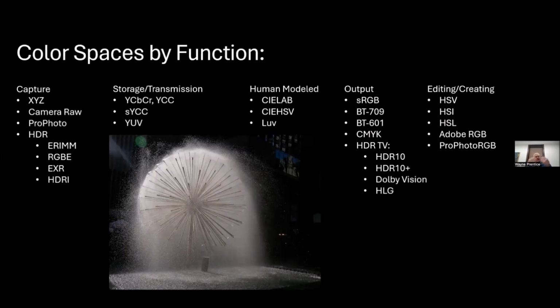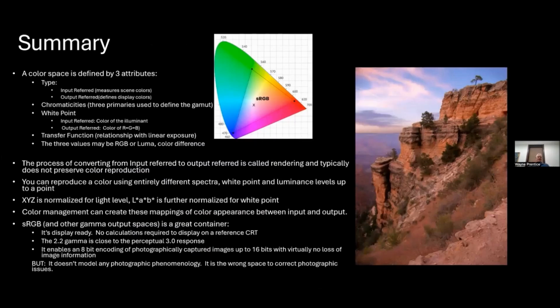So here's a set of color spaces by function. I'm not going to go through this all right now, but it's divided up into the different categories of things we've talked about today. So finally, what have we talked about today? A color space has three attributes. It has a type, whether it's input or output referred. It has chromaticities, which are the colors of each of the Rs, Gs and Bs. It has a white point, and it has a transfer function, and it may or may not be represented as an RGB or a luma color difference space.